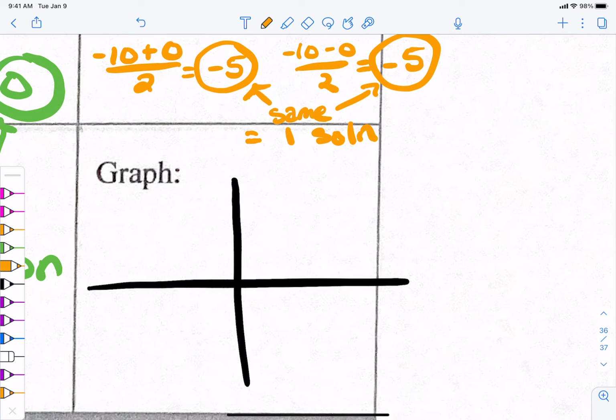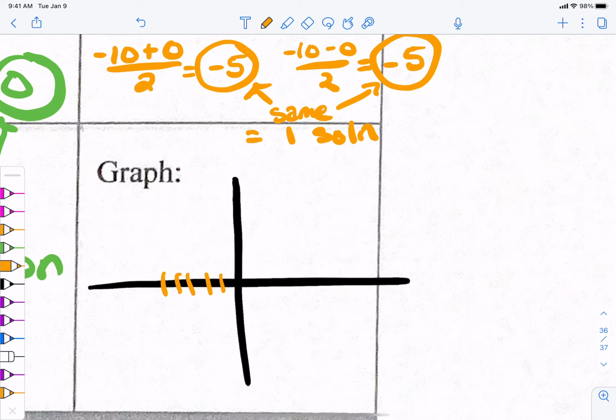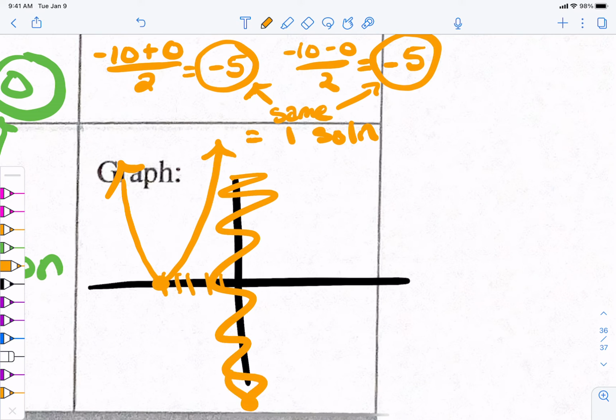Okay, it is touching at negative 5, right? 1, 2, 3, 4, 5. There it is. And that's where the vertex is, right? It's just touching and then it's going up. Okay, now where is it crossing this line right here? Somewhere way up there.